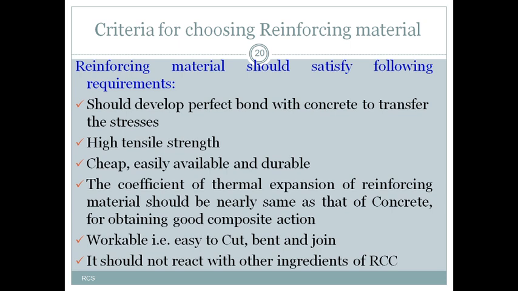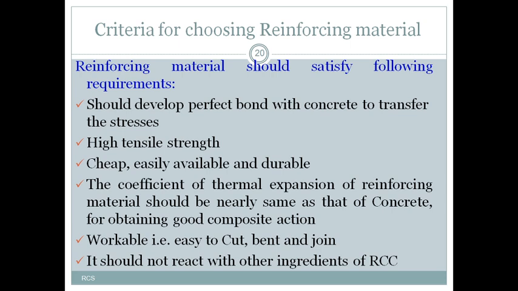The coefficient of thermal expansion of the reinforcing material should be nearly the same as that of concrete for obtaining good composite action. What is this composite action here? When a concrete RCC member is subjected to changes in temperature, sometimes it may elongate or sometimes it may contract. So if the thermal expansions of the reinforcing material and concrete are nearly equal, they elongate simultaneously and they contract simultaneously. Because of that, there is no harm to the section.